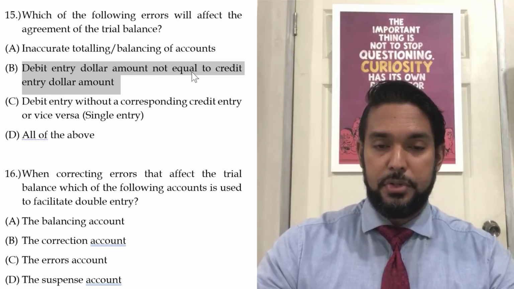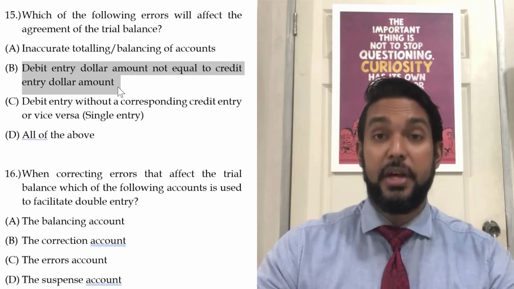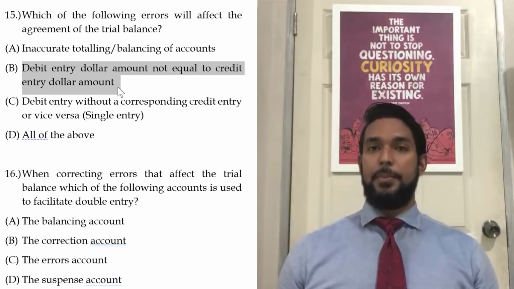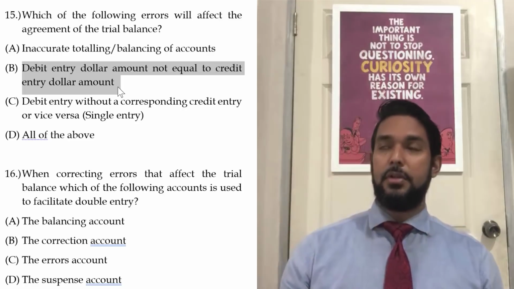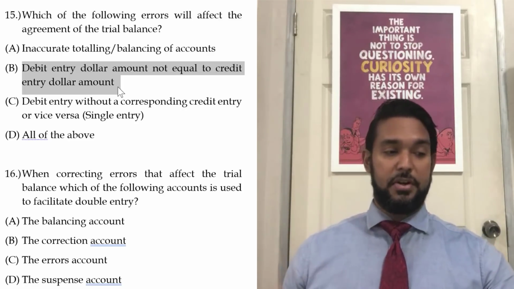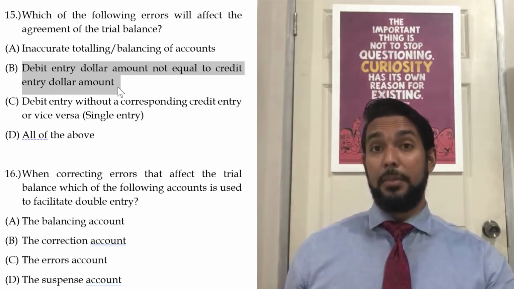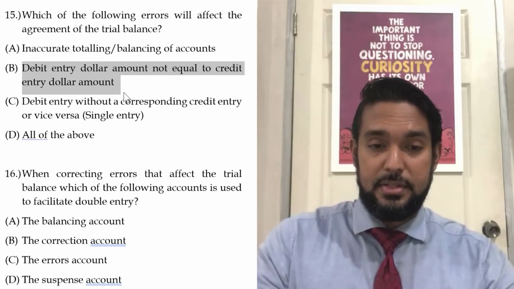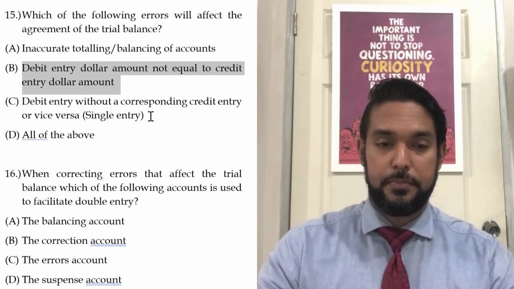Debit entry dollar amount not equal to credit entry dollar amount. Yeah, that's a problem. Let's say for example, you were supposed to debit and credit for 4,000, but you debited for 4,000 and credited for 400, then you have a problem. So that definitely is going to affect the agreement of the trial balance.